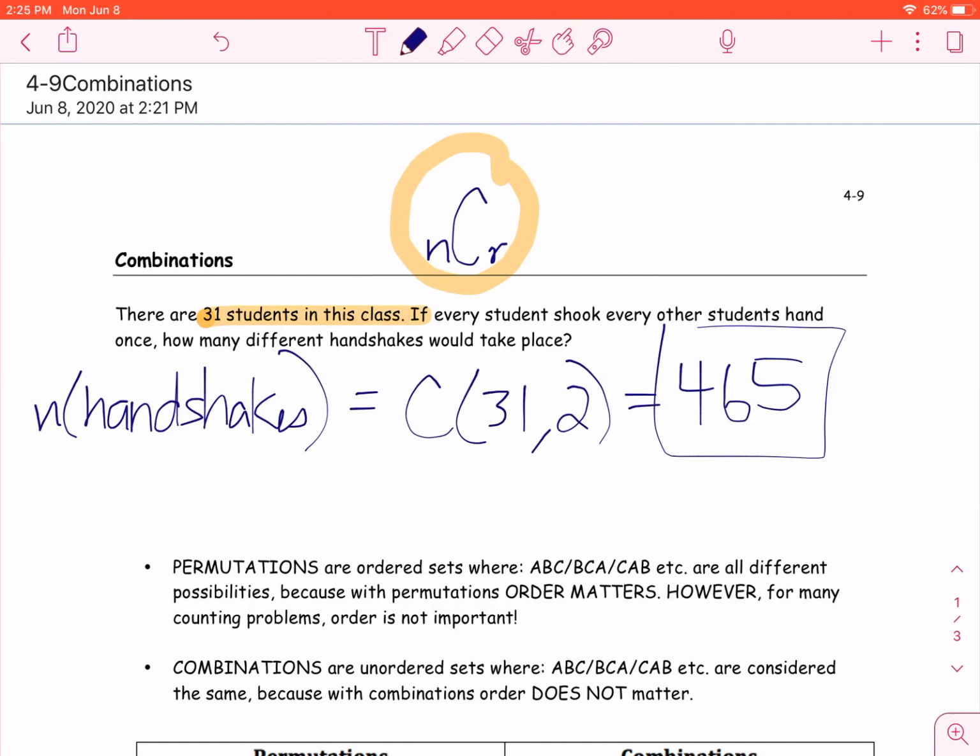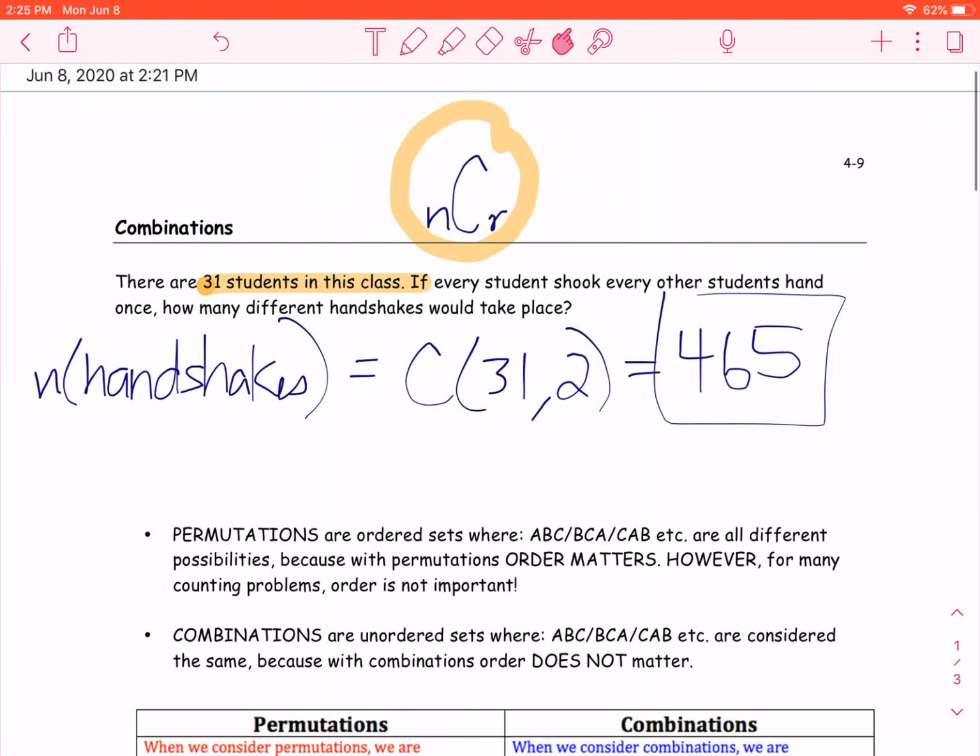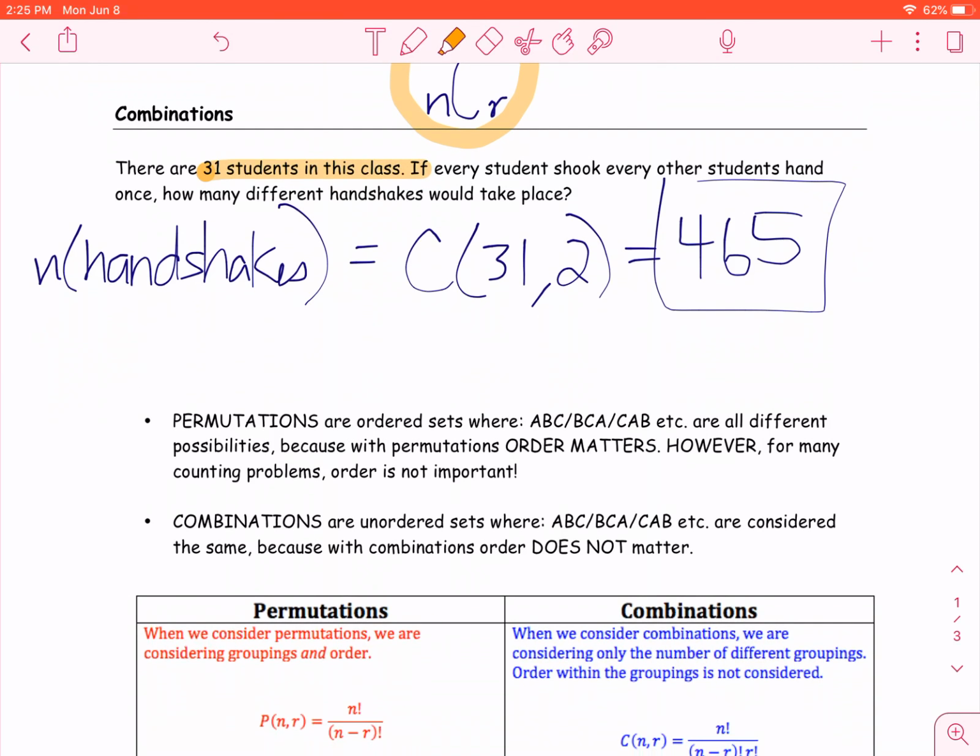So what changes between the idea of permutations and combinations? Permutations was our last lesson in 4.8. They're ordered sets where ABC, BCA, CAB are all different possibilities, because with permutations order matters. We always discuss whether order matters in terms of are we starting with child A, are we starting with child B, are we starting with child C, like we used in our initial example. However, for many counting problems, order is not important. Order actually does not matter.